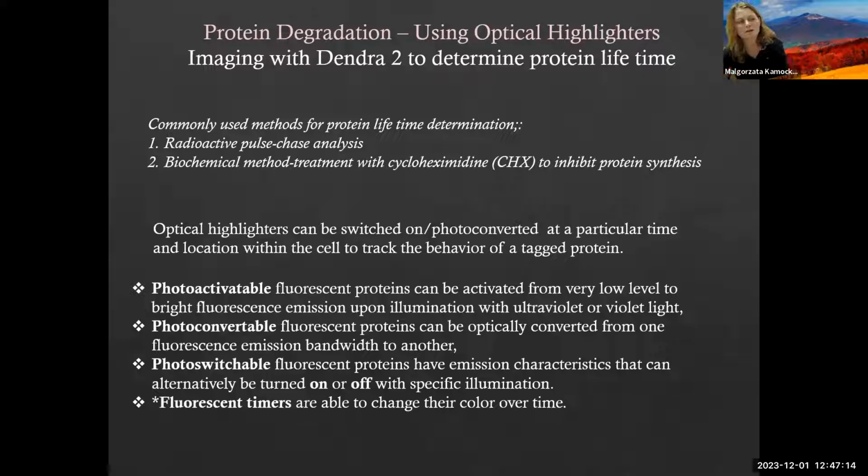And there are different types of optical highlighters. They are photoactivatable, where they have no fluorescence at the beginning. You have to expose it to UV light, and then they become fluorescent. They are photoconvertible, so they have one color before photoconversion, and you can change the color after and track the cells over time. And then photoswitchable, which have emission characteristics that can be turned on and off. And then fluorescent timers, so the color changes as time progresses.